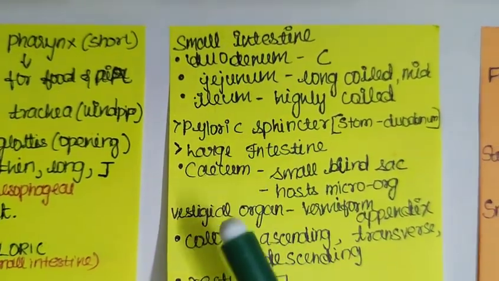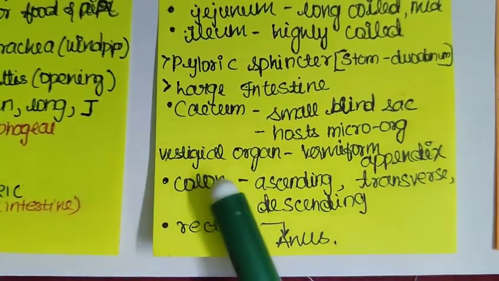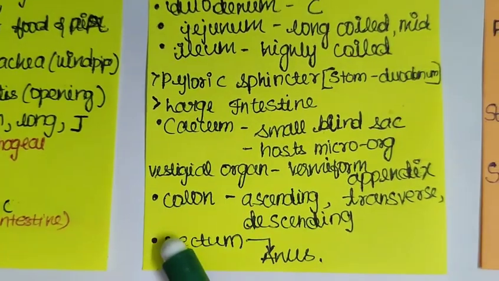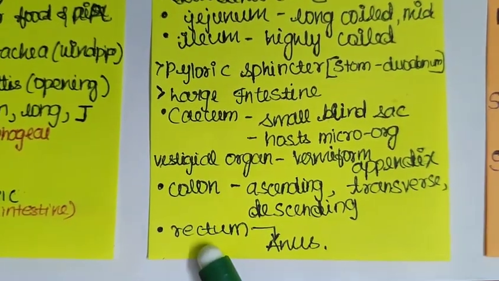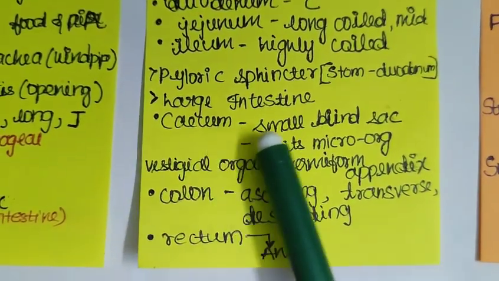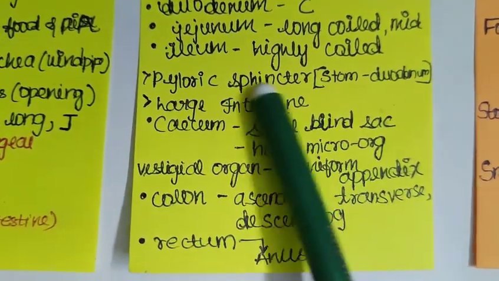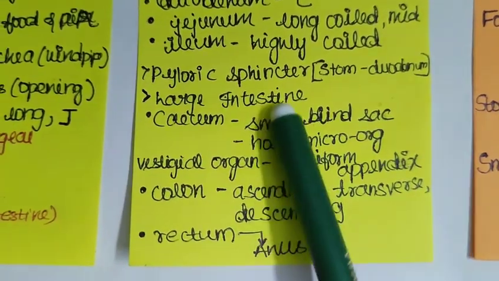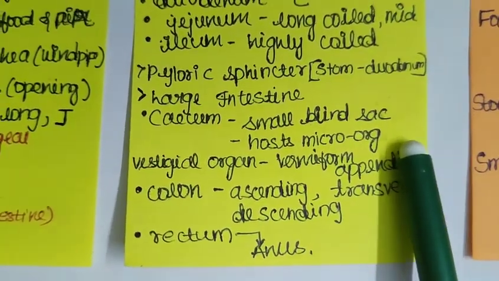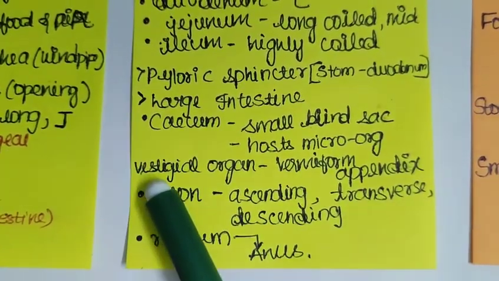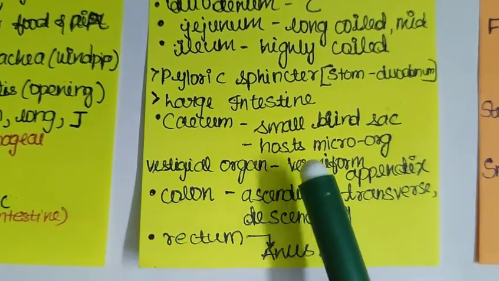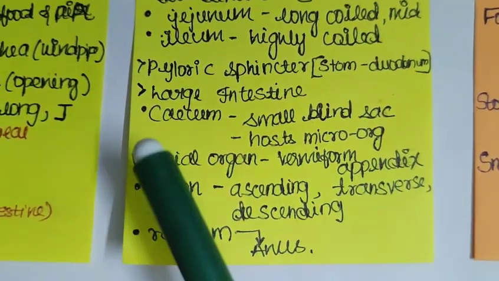Now from the small intestine it will be going to the large intestine. Again in the large intestine we have three parts which are cecum, colon and rectum. So what is cecum? A cecum is a small blind sac and many microorganisms will be staying in this cecum, that is, it holds the microorganisms. Apart from this we have a vestigial organ, that is the vermiform appendix, in the cecum.